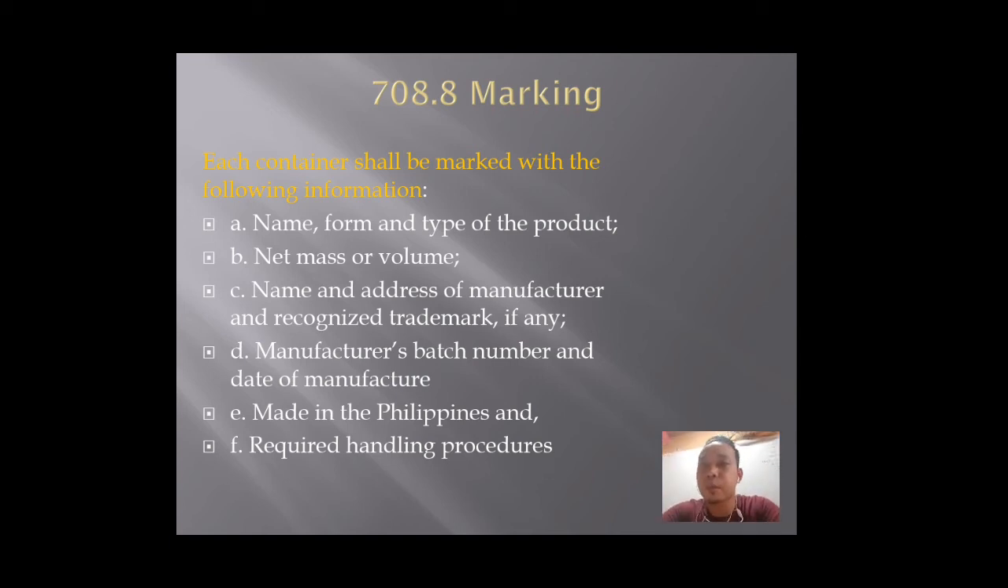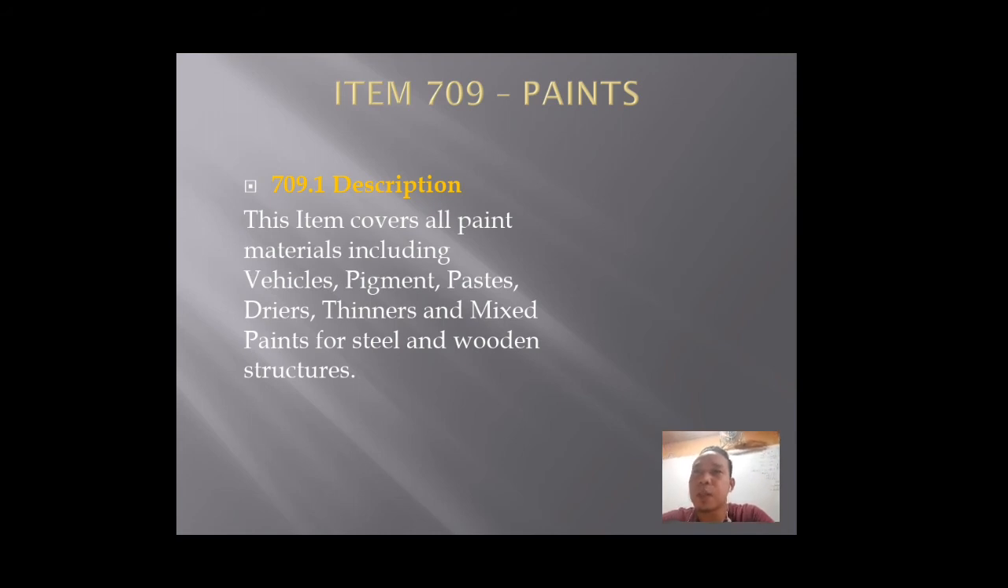The next one is item 709 about paints. Sub-item 709.1 states that this item covers all the paint materials including vehicles, pigment pastes, dryers, thinners, and mixed paint for steel and wooden structures.